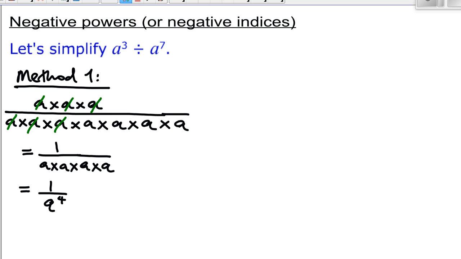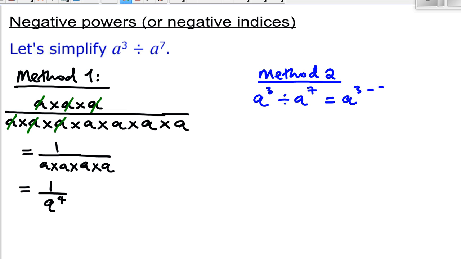Second method. So method 2. Now, you remember when we looked at division of indices, when you divide indices, you subtract the powers. So what I'm going to end up with here, if I simplify A to the power 3 divided by A to the power 7, will be equal to A to the power 3 minus 7, which is A to the power negative 4.